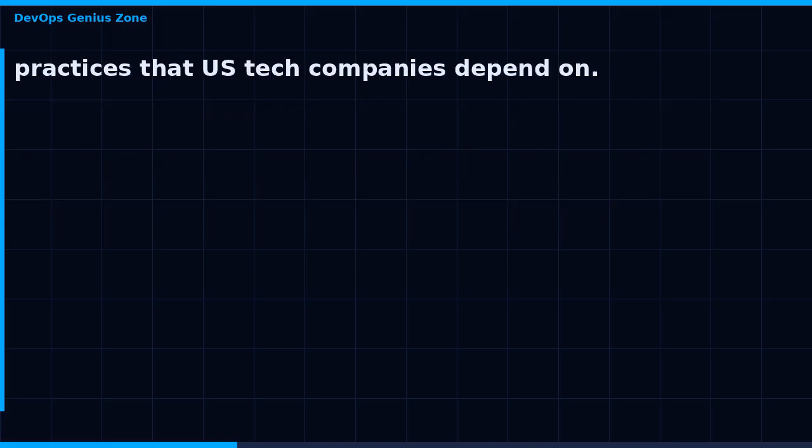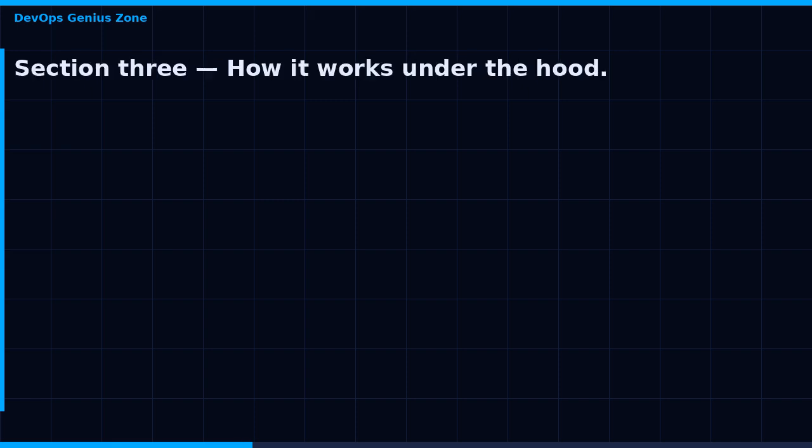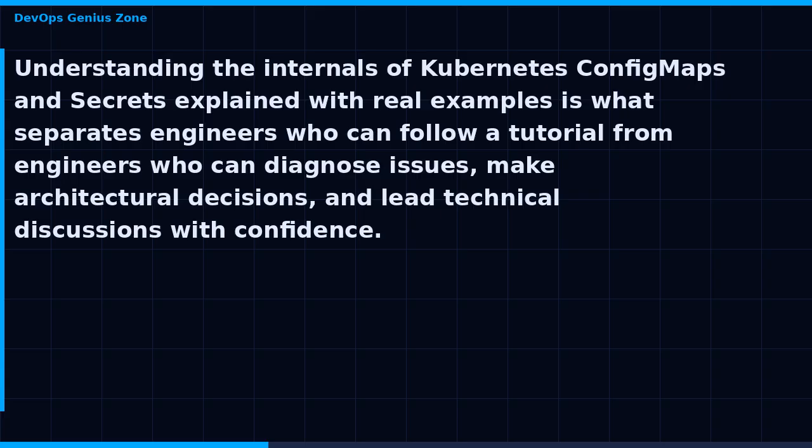Section 3: How it works under the hood. Understanding the internals of Kubernetes ConfigMaps and Secrets explained with real examples is what separates engineers who can follow a tutorial from engineers who can diagnose issues, make architectural decisions, and lead technical discussions with confidence. When you interact with Kubernetes ConfigMaps and Secrets explained with real examples, there is a control layer that receives your instructions, validates them, computes the difference between the current state and your desired state, and then executes the operations needed to close that gap. This reconciliation loop runs continuously.